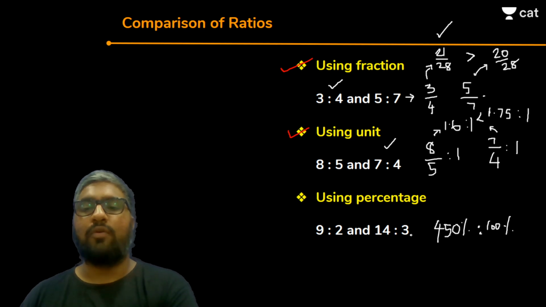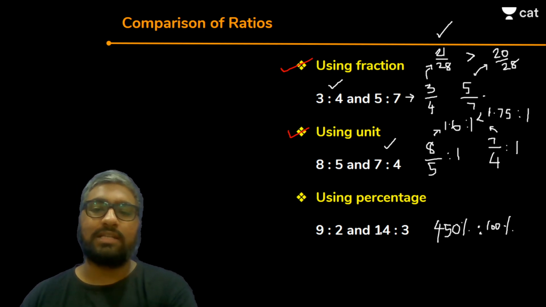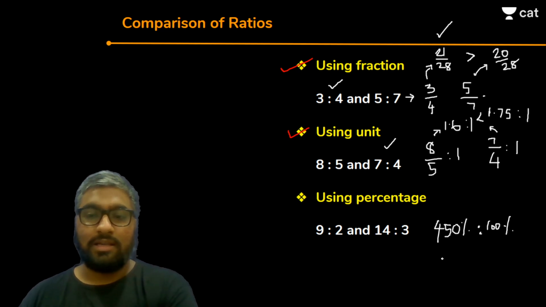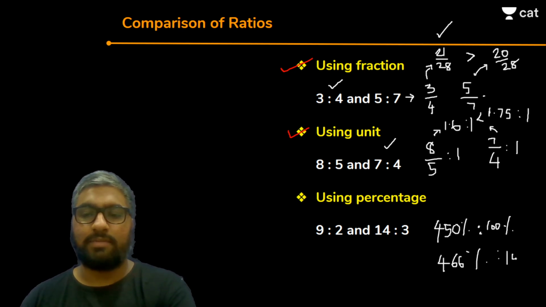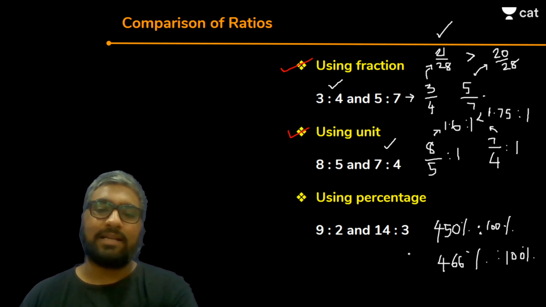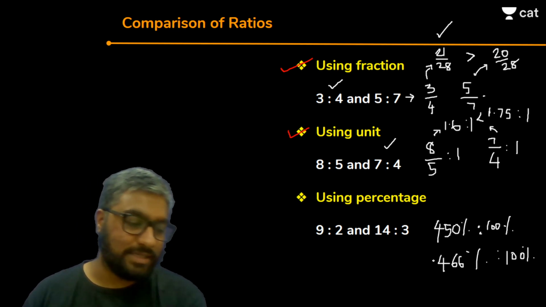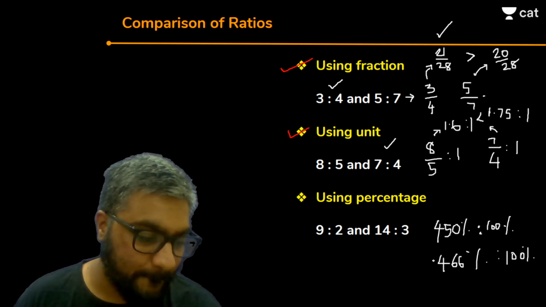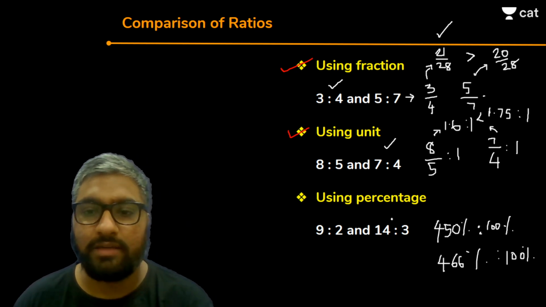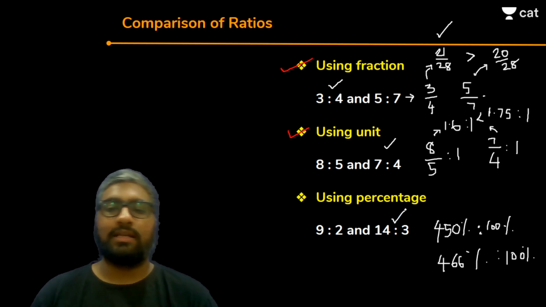And 14 is to 3 would be how much? 14 by 3 is how much? 4.66. So this would be 466% if this were 100%. Same concept, just a better understanding of the numbers here. So what do you have here? 14 is to 3 would be the greater value.